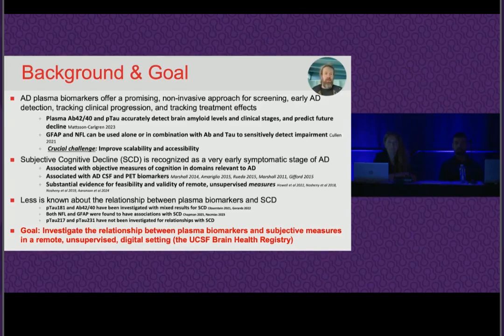Less is known, though, about the relationship between plasma biomarkers and subjective measures. Specifically, p-tau 181 and amyloid beta 42/40 have been investigated with mixed results for subjective measures. Both NFL and GFAP were found to have associations with subjective decline, while p-tau 217 and 231 have not been investigated for relationships with subjective cognitive decline. So the goal for this study was to investigate the relationship between plasma biomarkers and subjective measures in a remote, unsupervised digital setting, the UCSF Brain Health Registry.